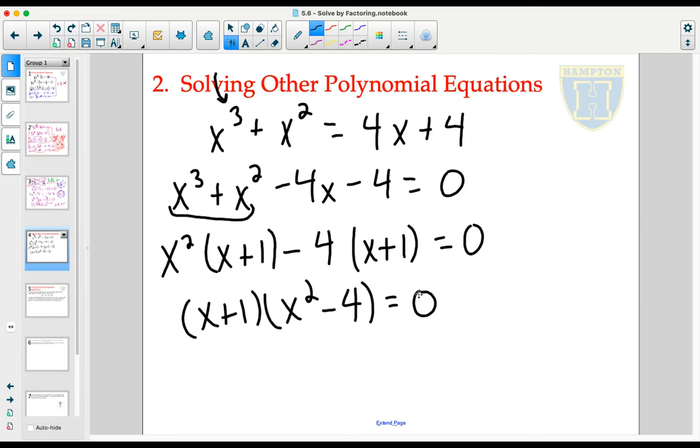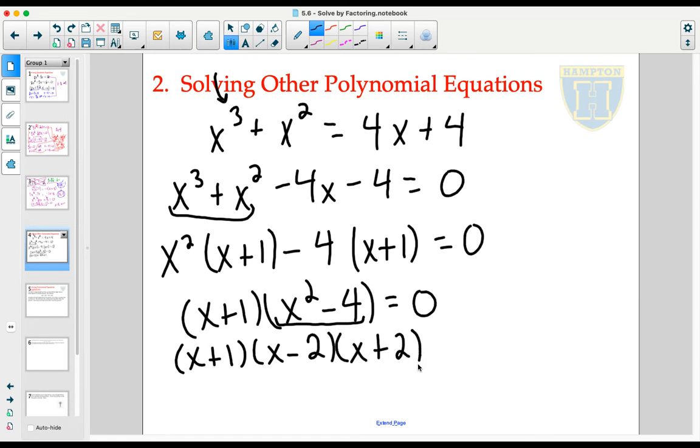Remembering our technique for factoring, we notice here that we have a difference of squares, so we're going to use that to further simplify x squared minus 4 into x minus 2 and x plus 2. And we end up with 3 separate factors, which is what we should have anticipated. When we had a quadratic equation that was the second power, we had 2 factors at the end. Here with the third power, we have 3 factors at the end, and it's just going to mean that we're going to have 3 solutions.